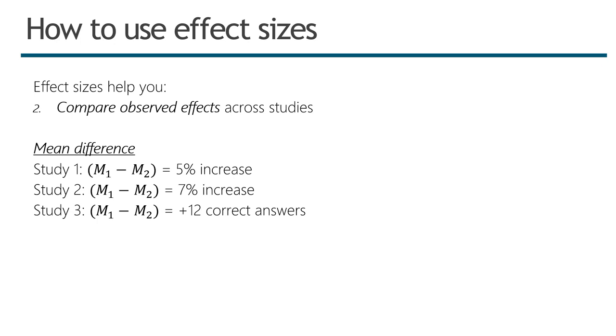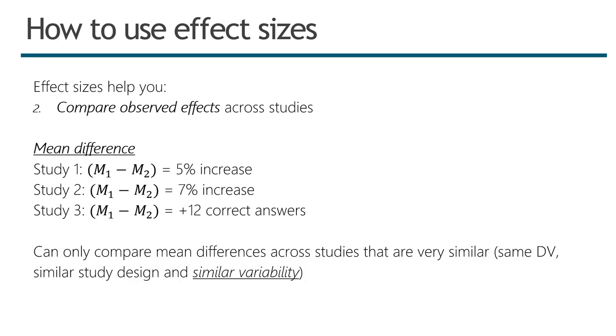So you can compare effects across studies if the DV being used is similar and the situation in which the DV was collected is similar. In study 3, we really can't compare its results to either the results from study 1 or study 2 because it's using a different type of dependent variable. Now you might be able to convert that to a percentage, but again, then you're no longer using the mean difference.